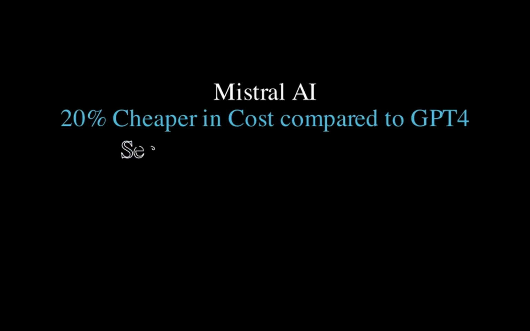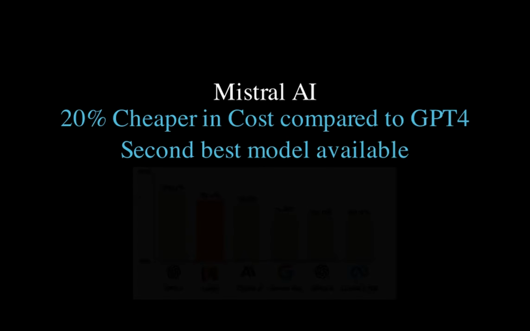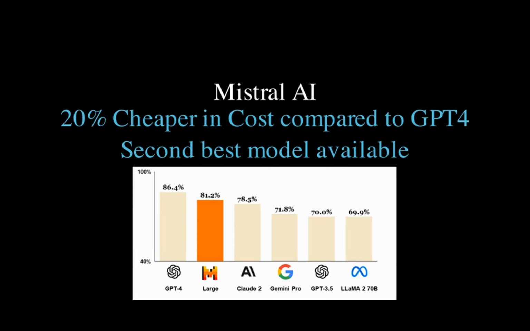Mistral AI's large model is 20% cheaper than GPT-4 and its performance closely matches the GPT-4 model. For most users, these slight differences in performance won't significantly impact their use cases, but the cost does. Given the competitive pricing, it seems likely that many developers will consider switching to Mistral AI.